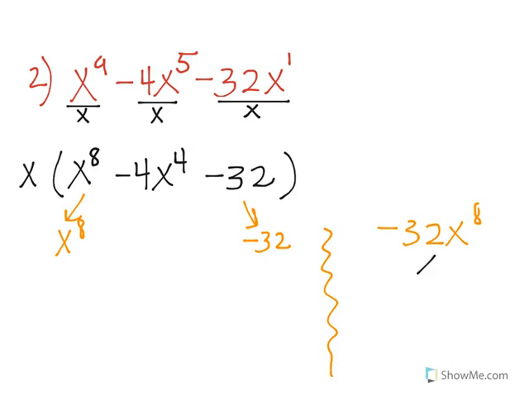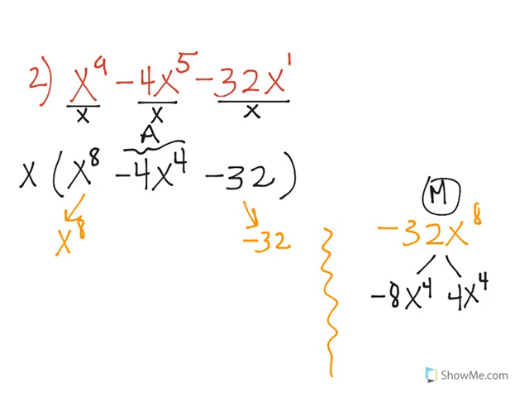So now we have to consider what multiplies to be negative 32x to the 8th, and what adds to be negative 4x to the 4th. So first we'll break up x to the 8th as x to the 4th times x to the 4th. And then it looks like we'll have a negative 8 and a 4. Negative 8 times 4 is negative 32. Negative 8 plus 4 is negative 4. So that seems to work out. So those two terms will go in the center, and then we'll do our factor by grouping.